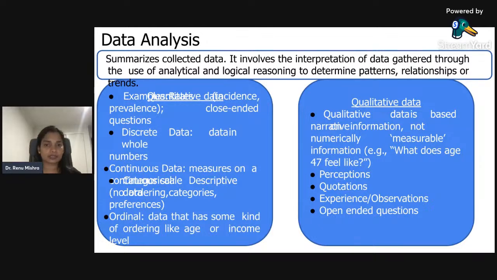Similarly for income groups. Then again for qualitative data, we get information on the basis of perception, quotation, and experiences. So we analyze that information. What exactly do those perceptions mean? What do the people say? Right? Okay.